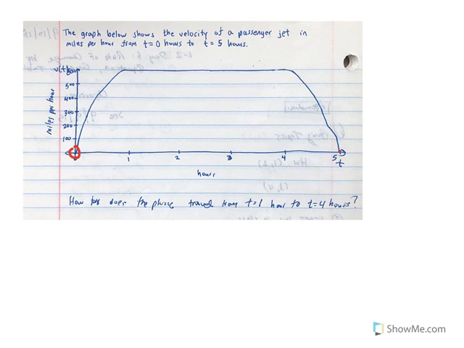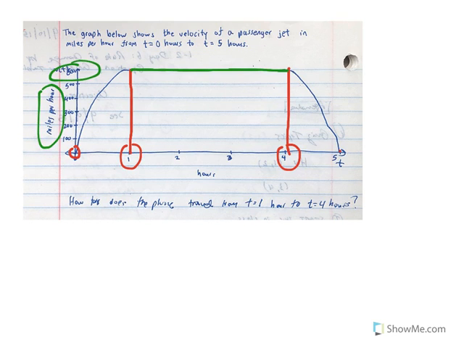So if you look at the graph here, we have t is equal to 1, and here we have t is equal to 4. So on that time interval from t is equal to 1 to t is equal to 4 hours, we can see that the velocity of the plane is constant. It's cruising at a velocity of 600 miles per hour. And it does so for a length of time that is 3 hours. From 1 to 2 hours is 1 hour, 2 to 3 hours is 1 hour, and 3 to 4 hours is 1 hour. 1 plus 1 plus 1 is 3 hours.